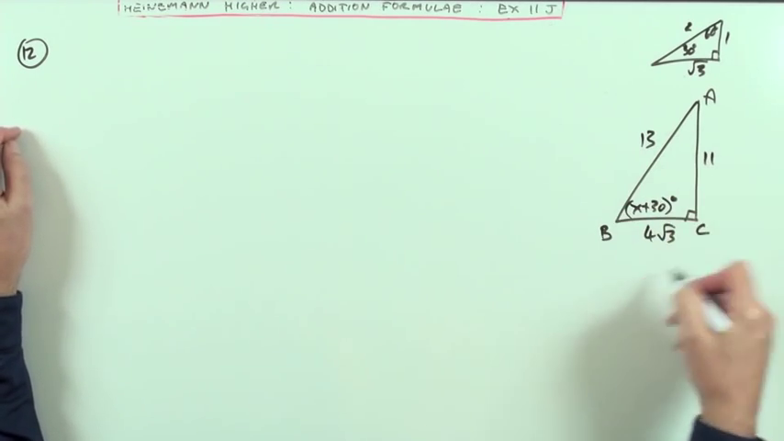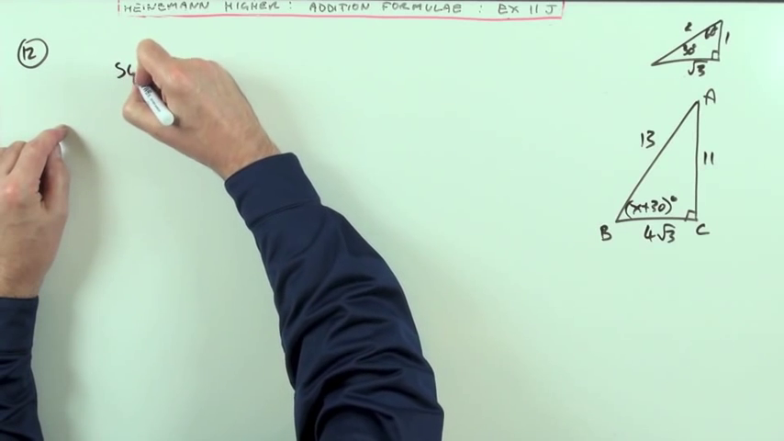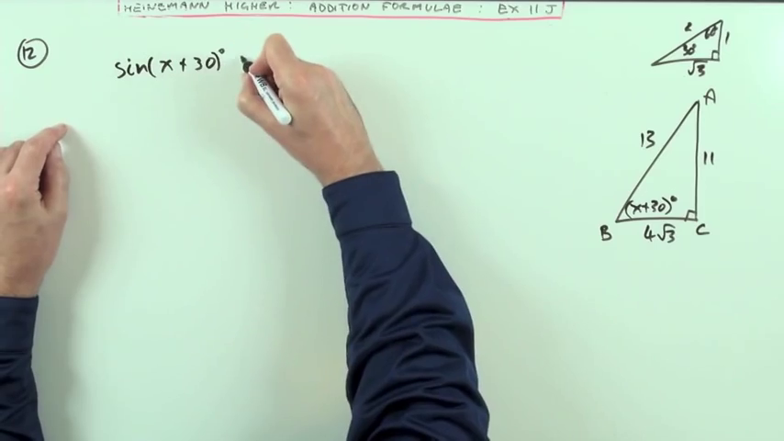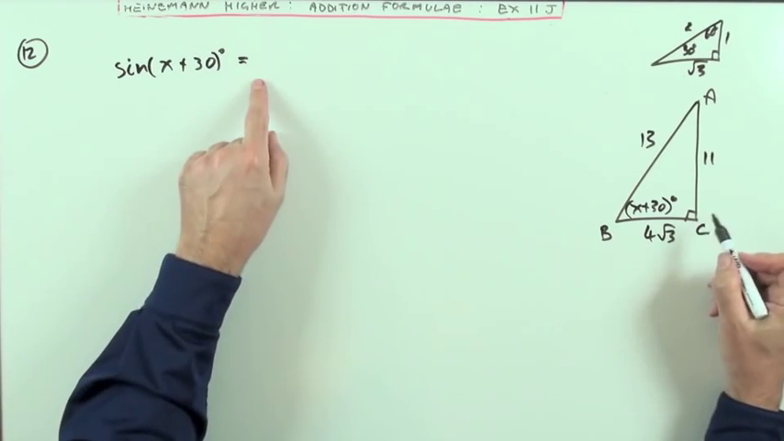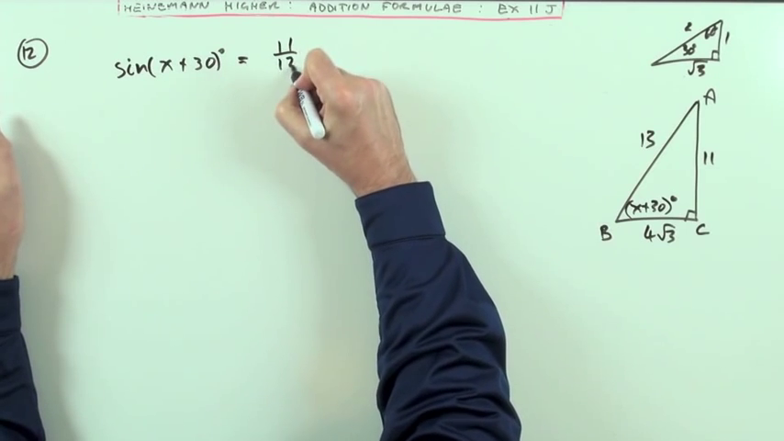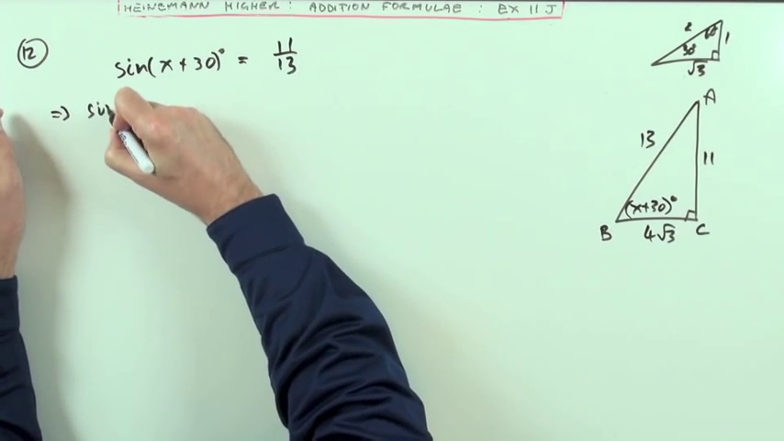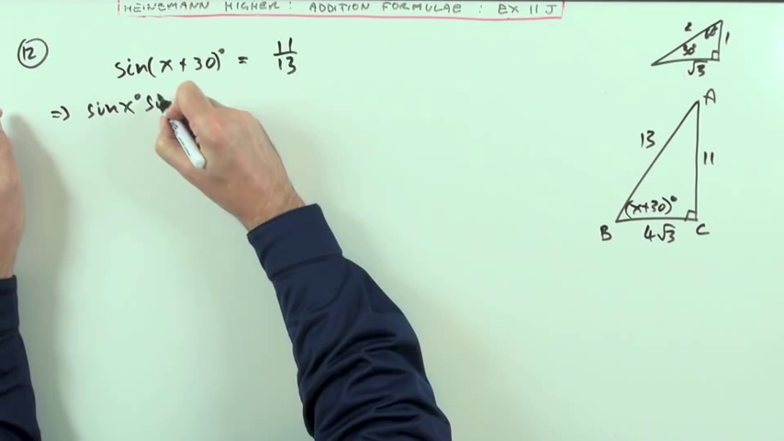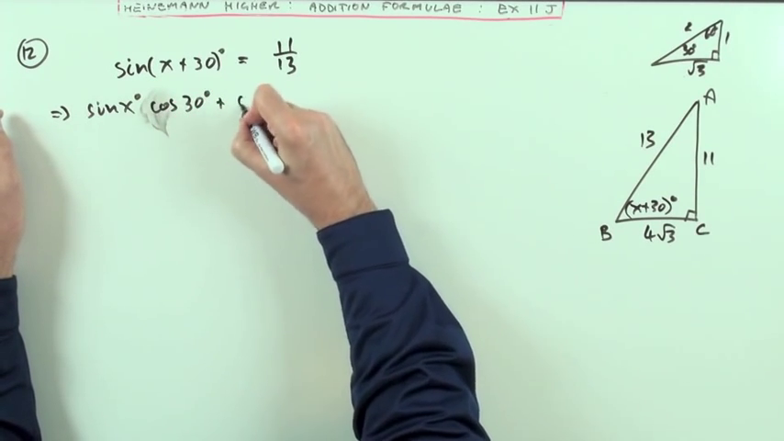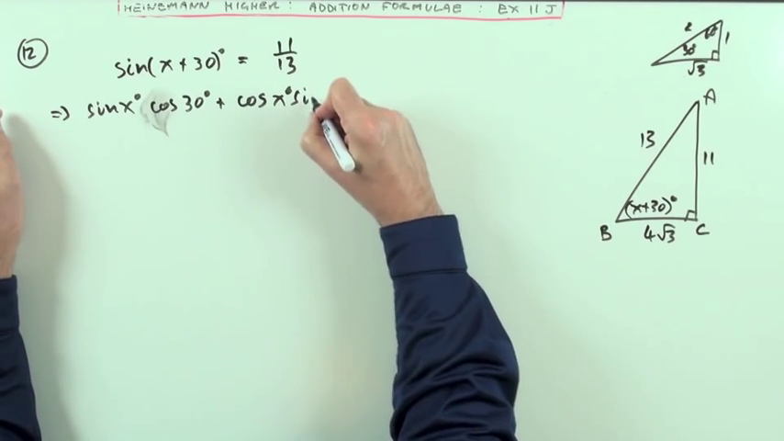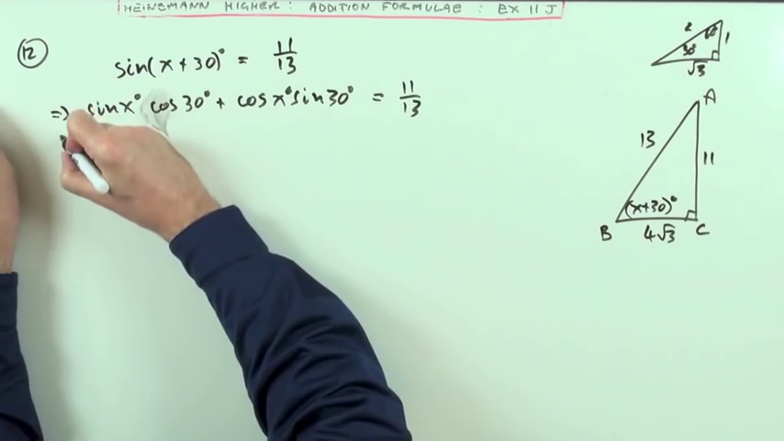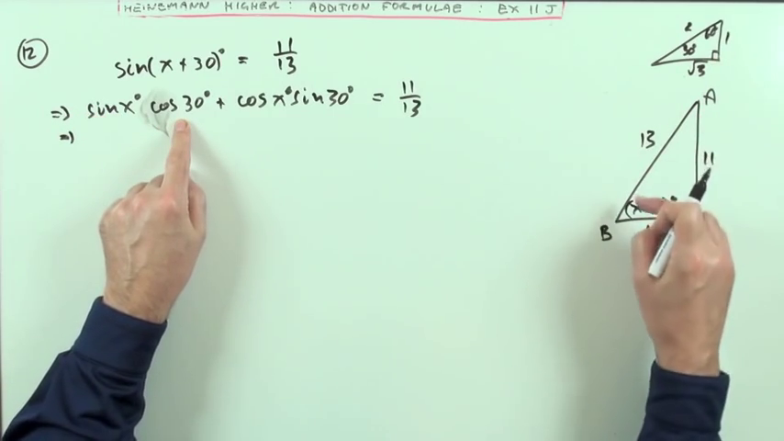Since I've got this triangle and there's the angle x plus 30, I know that the sine of x plus 30 is equal to the opposite, which is 11 upon 13. And then expanding that, I've got sine x cos 30 plus cos x sine 30 equal to 11 upon 13. You can see where this is going, and I know both of these from the triangle anyway.